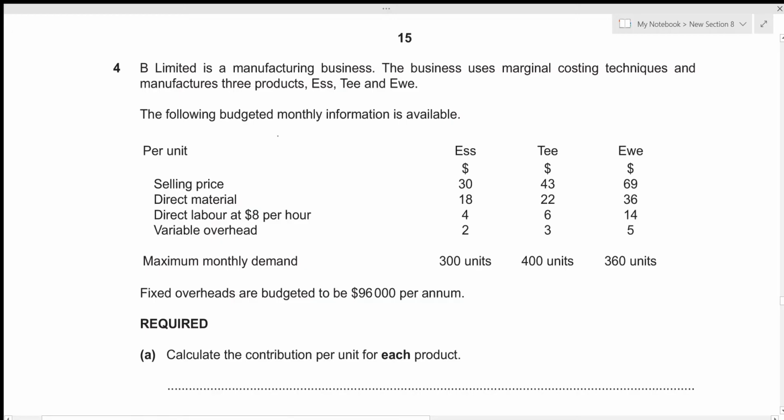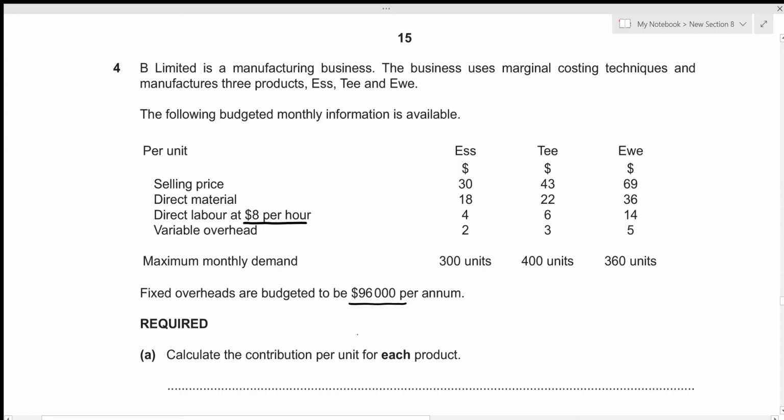B Limited is a manufacturing business, and the business uses marginal costing technique and manufactures 3 products, S, T, and E. The following budgeted monthly information is available. So we're given the per unit selling price, direct material, direct labor at $8 per hour. So this is the rate. And we're also given per unit variable overhead, and we're given the maximum monthly demands along with the fixed overheads per annum. So that's 96,000.